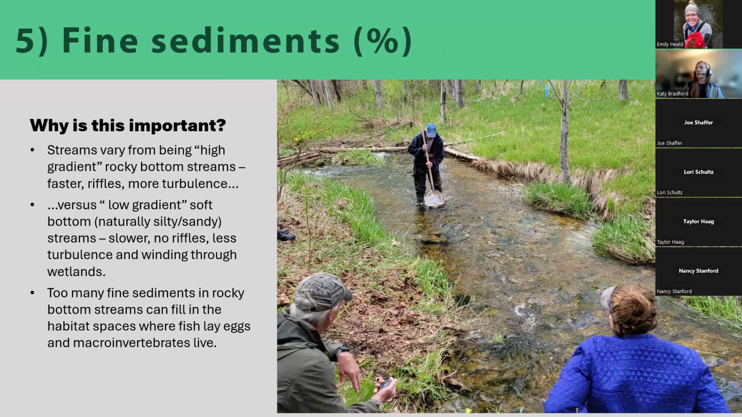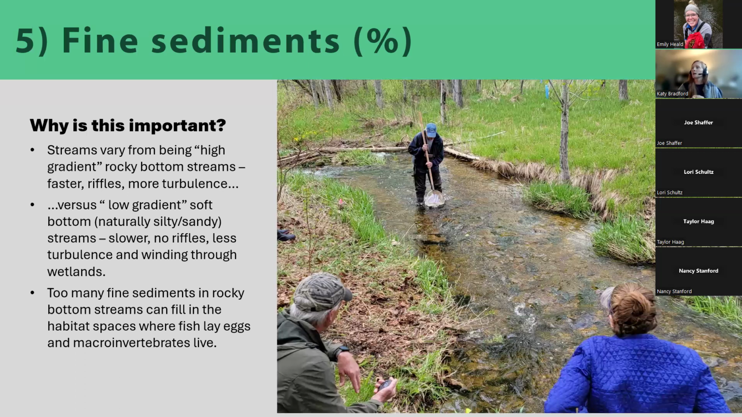Okay, so number 5, we got 3 more. Fine sediments. So why is this important? We're assessing the percent of fine sediments in our stream bottom because I want to start by saying that streams will vary from being kind of those high gradient or steep rocky bottom streams. So they're flowing faster, there's more riffles in them, there's more turbulent water. And those are great because they provide high oxygen environments for macroinvertebrates, and for fish that need kind of those higher oxygen environments too, like trout.